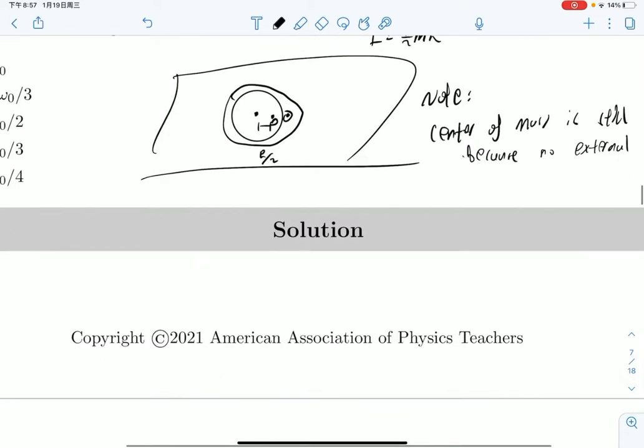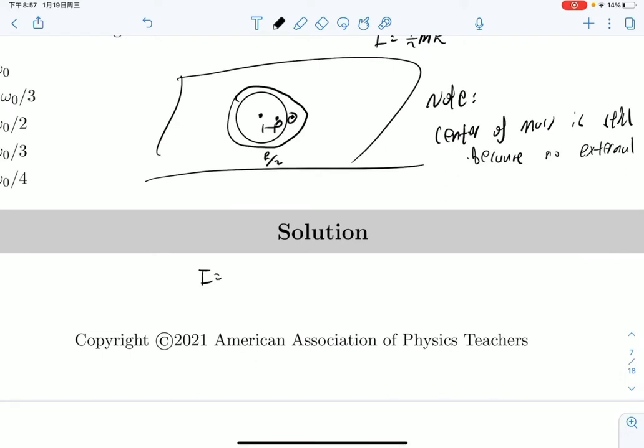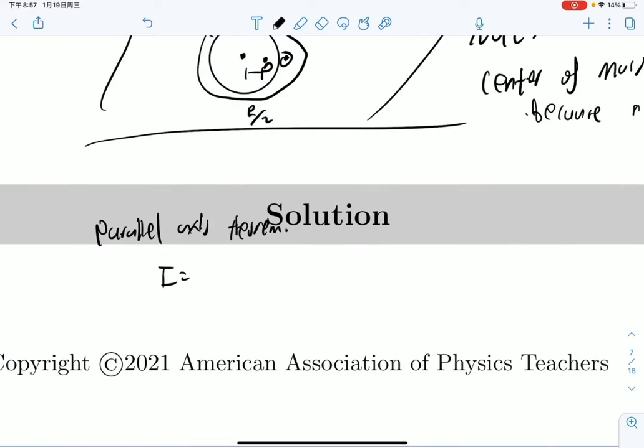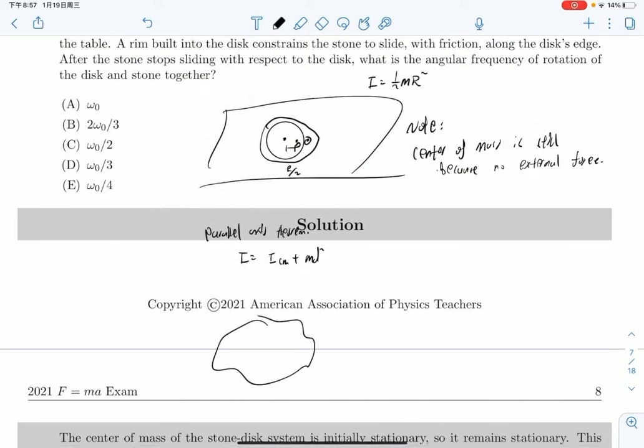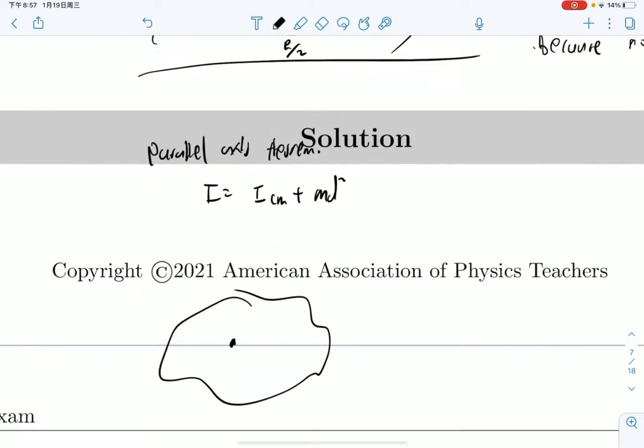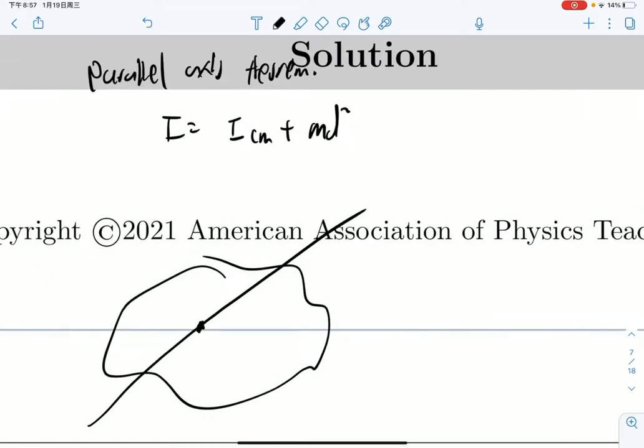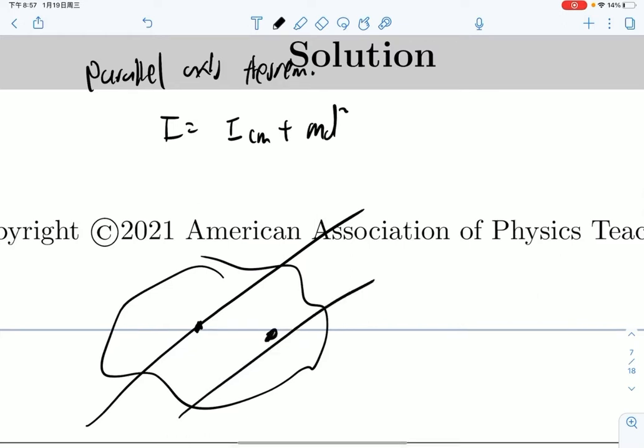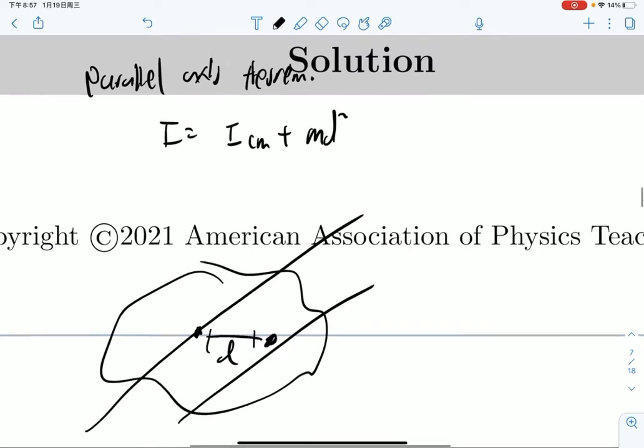So I, or if you know the parallel axis theorem, which states that I is equal to I center of mass plus md squared. So if you have a shape over here, and its center of mass over here, you first find the moment of inertia around the center of mass axis, and if the object is rotating around this point, which is at distance d from the center of mass, the moment of inertia is equal to I cm plus md squared.